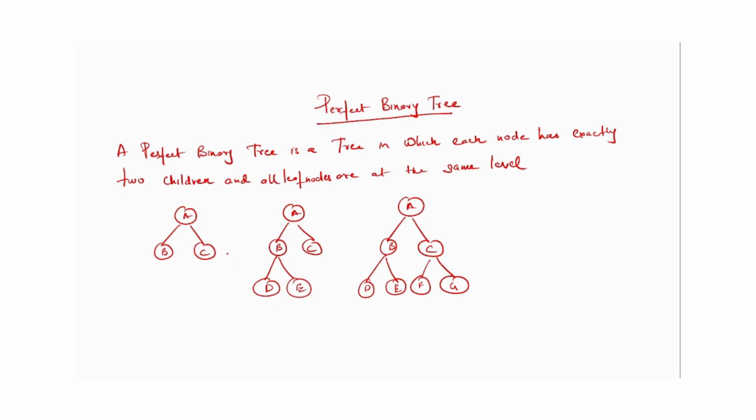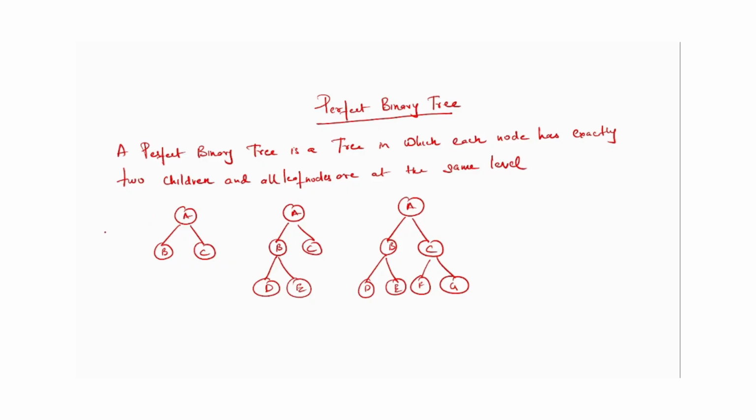Perfect binary tree. A perfect binary tree is a tree in which each node has exactly two children, right? So each node has exactly two children. If it has a single child, then it is not a perfect binary tree. And all leaf nodes are at the same level. So let us check this example, and then we will go back to the perfect binary tree, right?